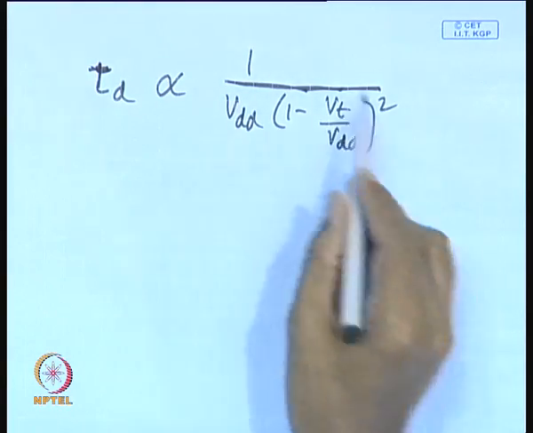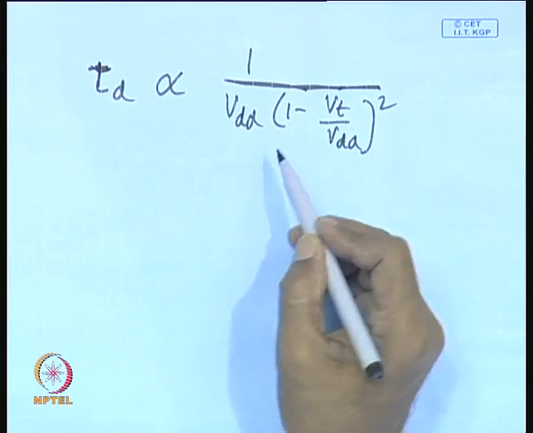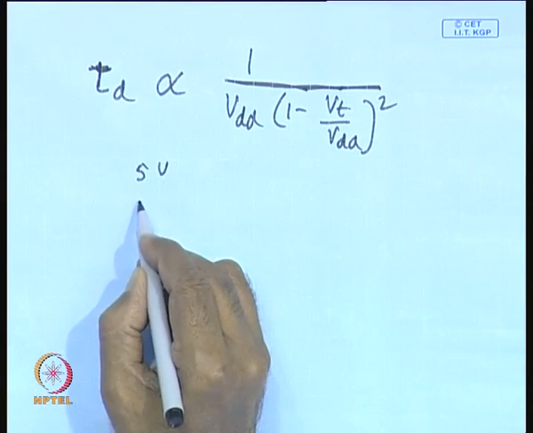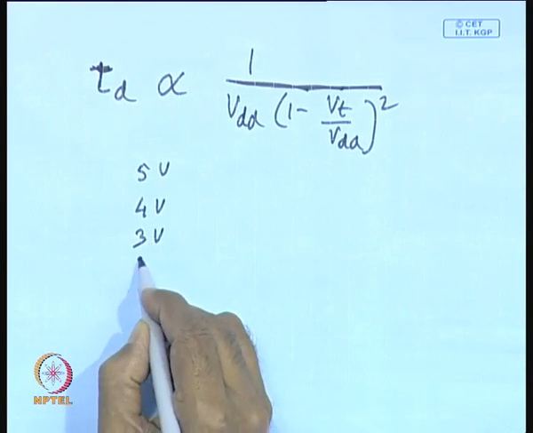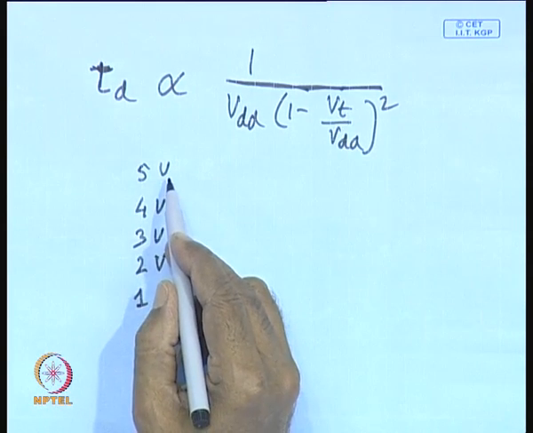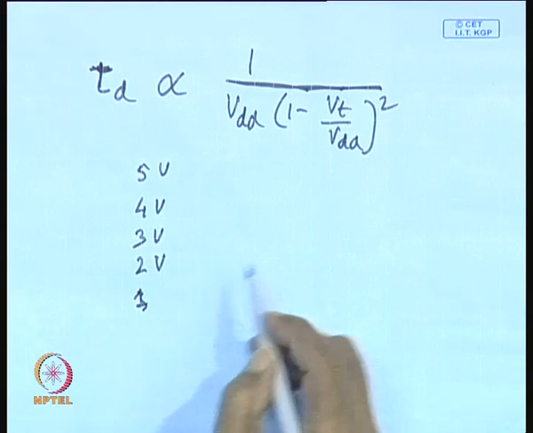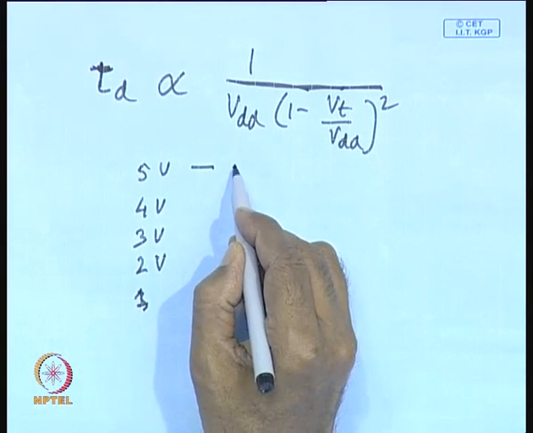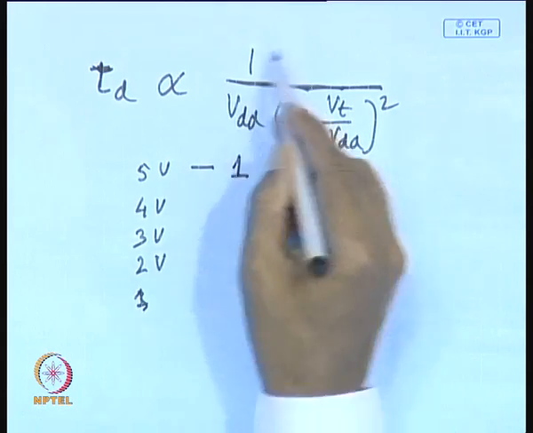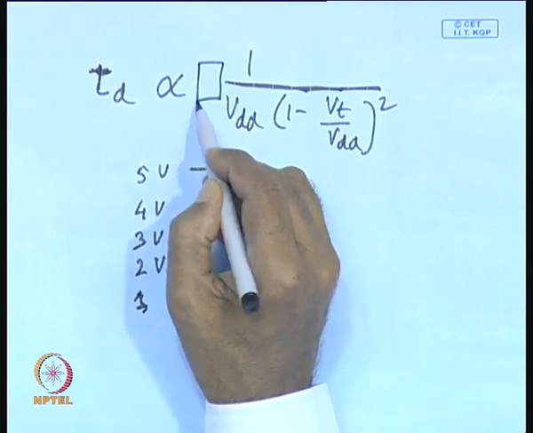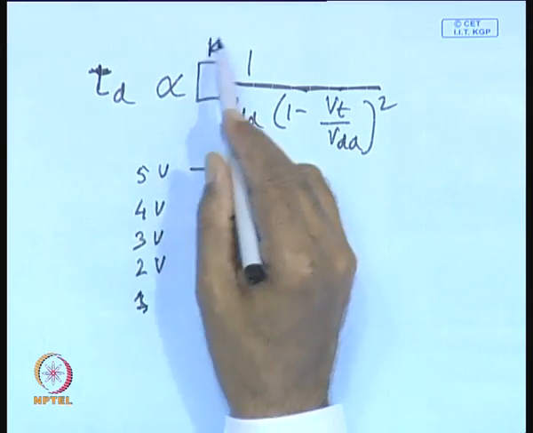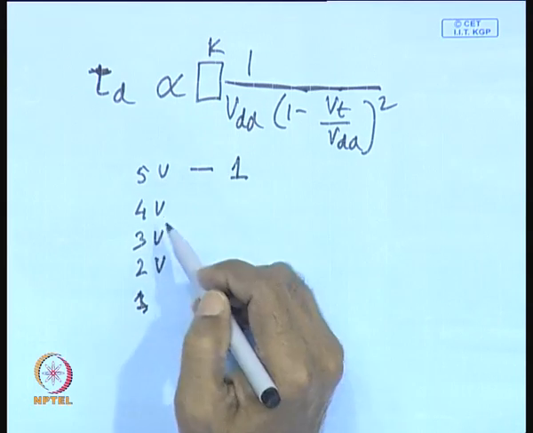But this simple equation you can use to find the relative change in the delay for different supply voltages, say 5 volt, 4 volt, 3 volt, 2 volt. So, if we consider the delay corresponding to 5 volt is 1, we can find out what the delay will be based on this, because the other part is constant. So, here you have got a constant part, that part we can consider the same for all the voltages.